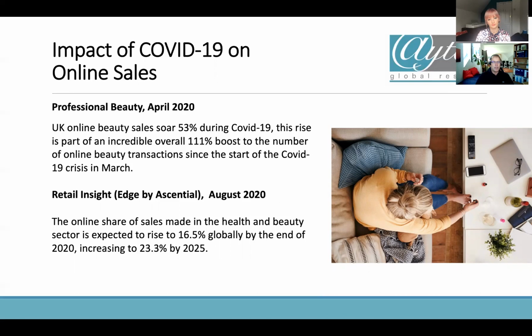It has soared in the UK. These are some UK figures. This has actually more than doubled in the beginning of the COVID crisis. And even in the longer term perspective, I mentioned that about 10% of the sales were online. I just saw some recent figures just published by an international study where they project this to rise from 10 to 16% this year and increase to 23% by 2025, which means a fourth of all sales in health and beauty will be online.